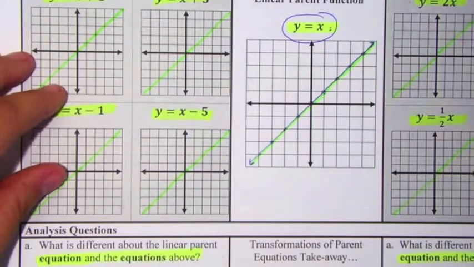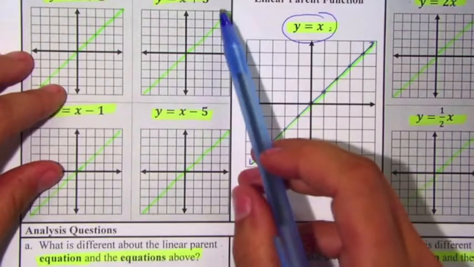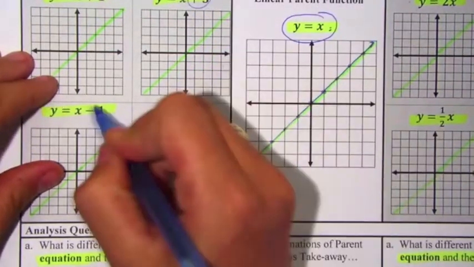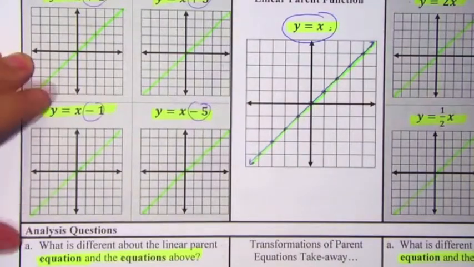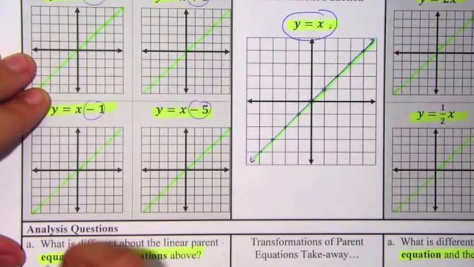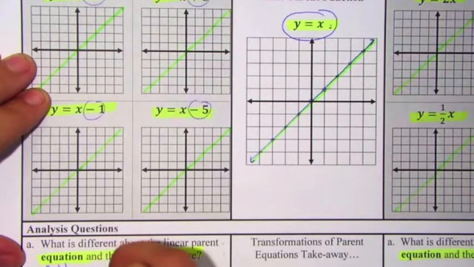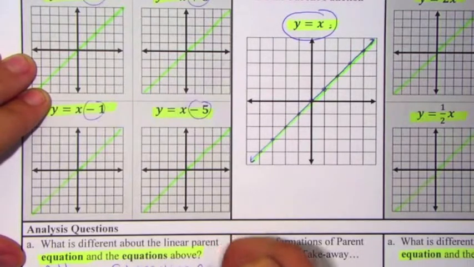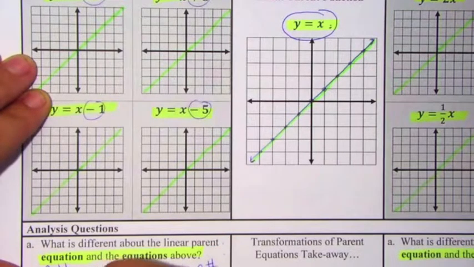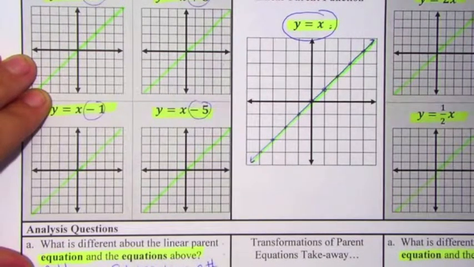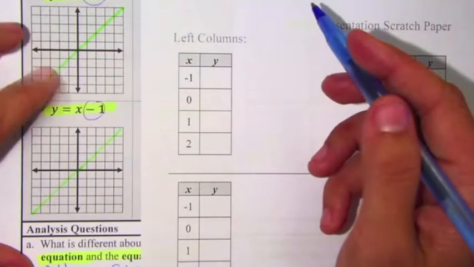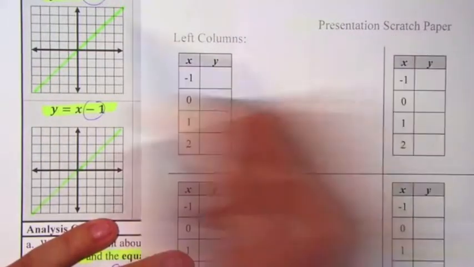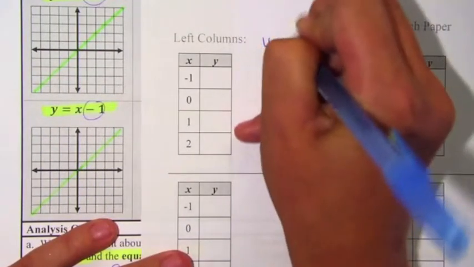So it seems like what's different is that we're adding or subtracting a value or a constant to the parent function. So what's different? We are adding or subtracting a number. And that number very specifically is a constant. Okay, so let's go ahead and take our scratch paper. And I'm going to do these two first, and then we'll do the next two after. So y equals x plus 1.